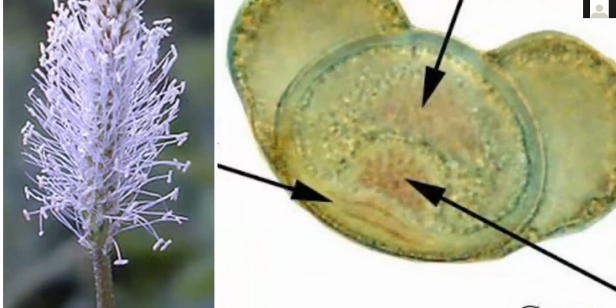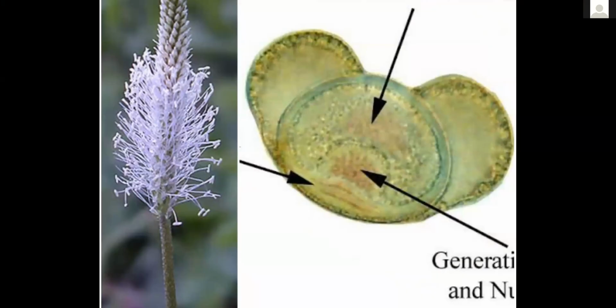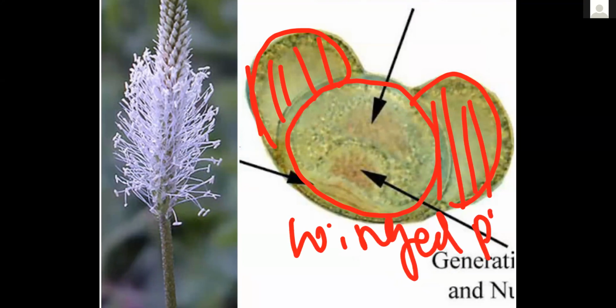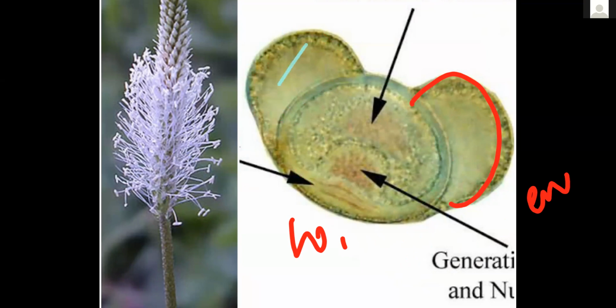Another speciality can be seen in some plants, for example, in Pinus. If this is the pollen grain, these are its wings, winged pollen. Again, an adaptation that will ensure that the pollen grain is easily carried in the wind currents. So that's a speciality of Pinus pollen, that it is pollinated by wind and it has wings that will keep it suspended in air for a longer time.